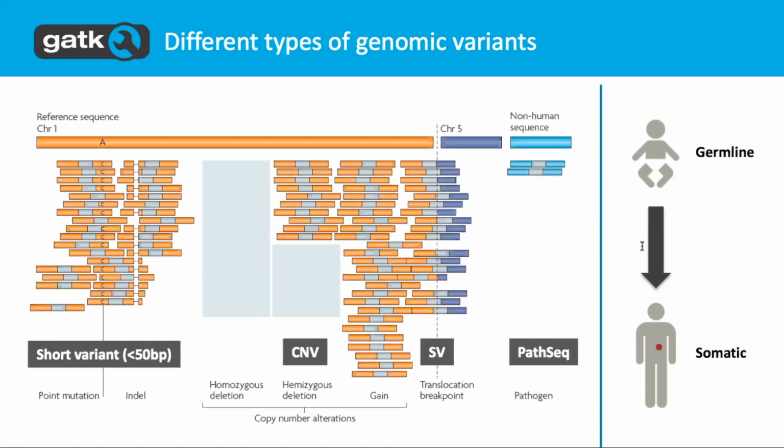Then another group of variants is copy number variations that we will also talk about, where part of your DNA is duplicated or deleted. For example, on the left you have just no reads at all, where you will have what's called a homozygous deletion, or you can also have one copy of your DNA deleted, in which case you have a heterozygous deletion.